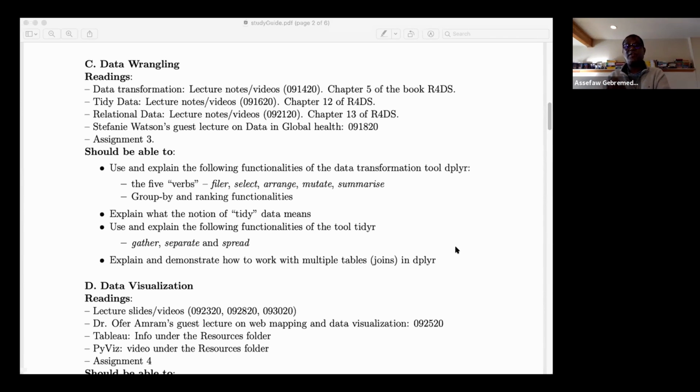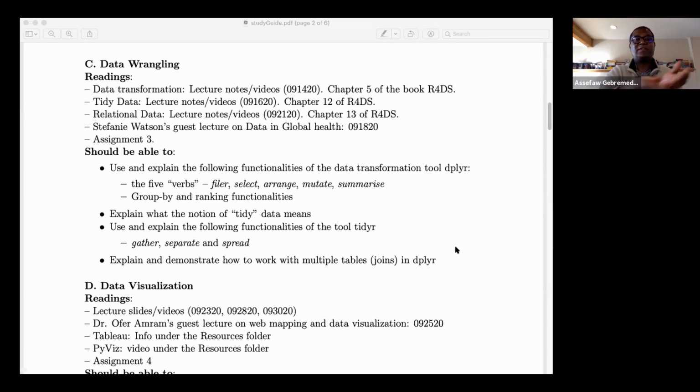Stephanie's guest lecture was an excellent fit for the data wrangling discussion, although she had covered a lot of quite good things. Some of you may actually benefit from looking back and hearing what she had covered. I pulled that out separately, and she did that on September 18th. And assignment 3 is the one that was related to data wrangling, and you know it.